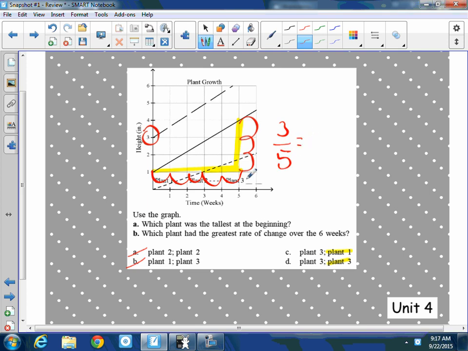Now you can change that to a decimal, and I believe that 3 fifths, it's 0.6. So 1, 2, 3, that's my rise. And then 1, 2, 3, 4, 5. That was for plant 1.